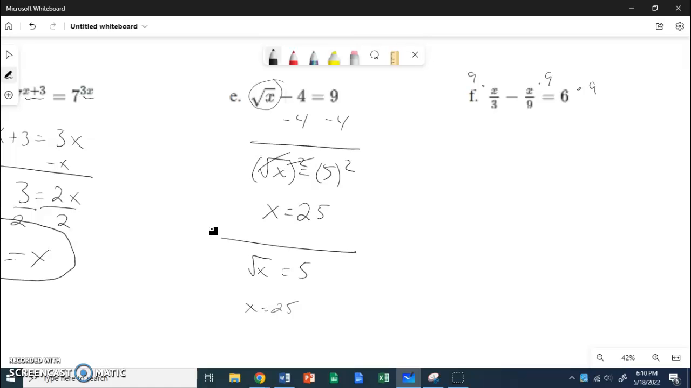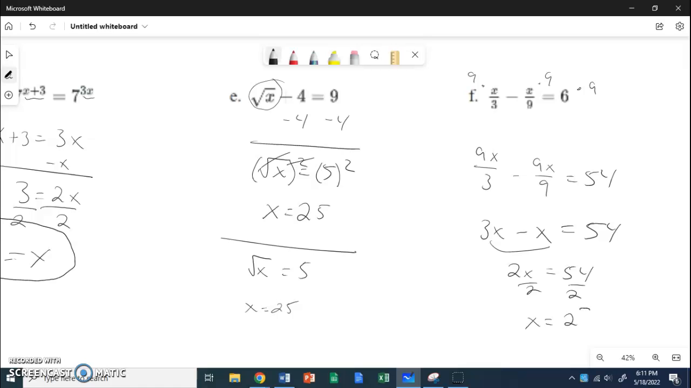Okay, if you don't have this, you should be doing this. So you should have 9x over 3 minus 9x over 9 equals 6 times 9, which is 54. 9x divided by 3 is 3x, minus 9x divided by 9 is 1x, equals 54. 3x minus x can now be combined together, so we have 2x equals 54. Divide by 2, so we have x equals 27. Okay, so undoing was the easiest one there.